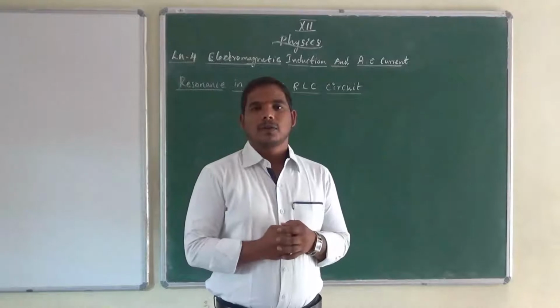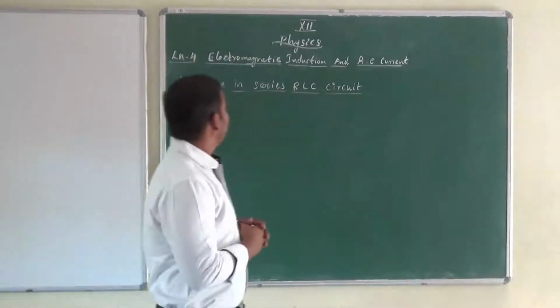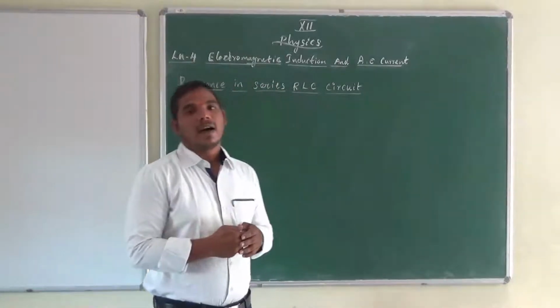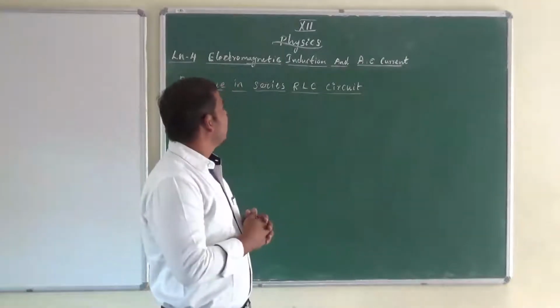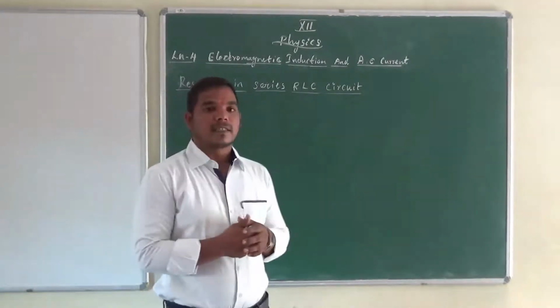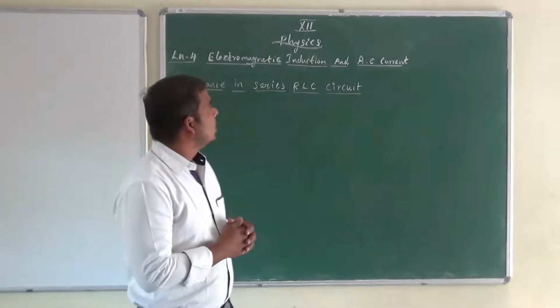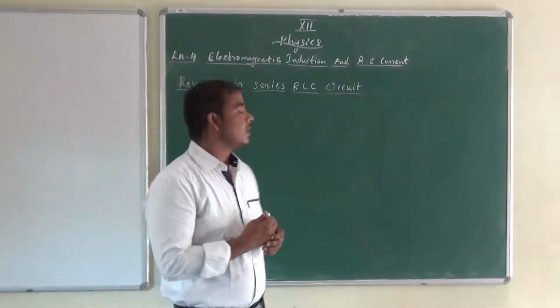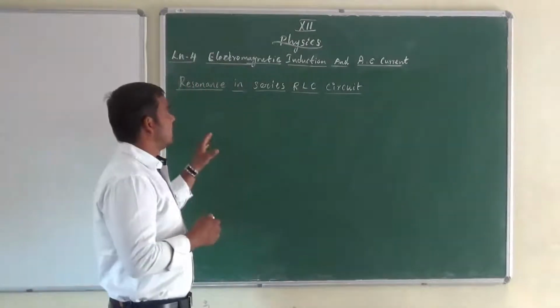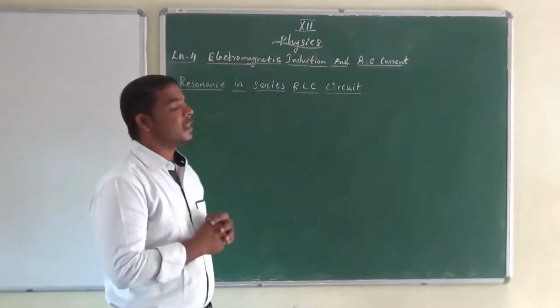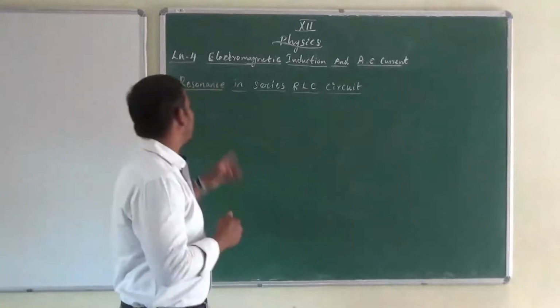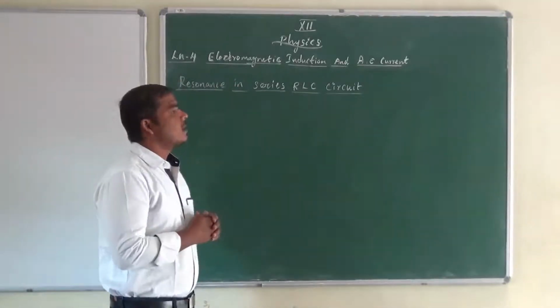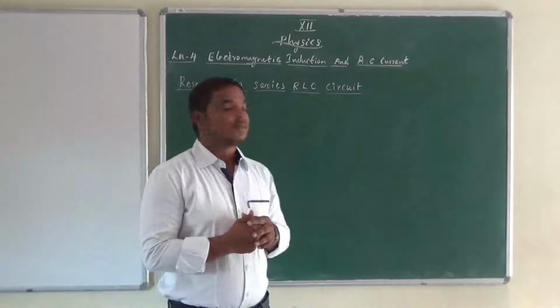Today we are going to learn lesson number 4, electromagnetic induction and alternating current. We have completed electromagnetic induction, am I correct? Today we are going to discuss AC current. In that, we are going to discuss resonance in series RLC circuit. What is the topic? Resonance in series RLC circuit.